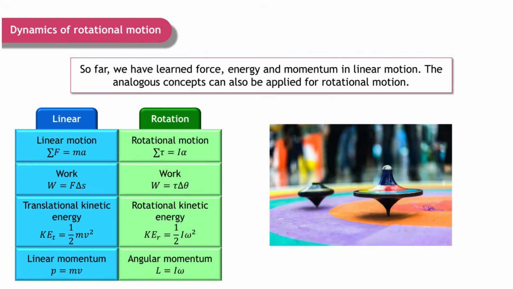We now move on to the dynamics of rotational motion. Many concepts from linear motion have direct counterparts in rotational motion. For example, force corresponds to torque, displacement corresponds to angular displacement, kinetic energy becomes rotational kinetic energy, and linear momentum becomes angular momentum. Throughout this chapter, you'll notice that many equations for rotational motion are closely related to those for linear motion. Understanding these analogies will make rotational dynamics much easier to learn.